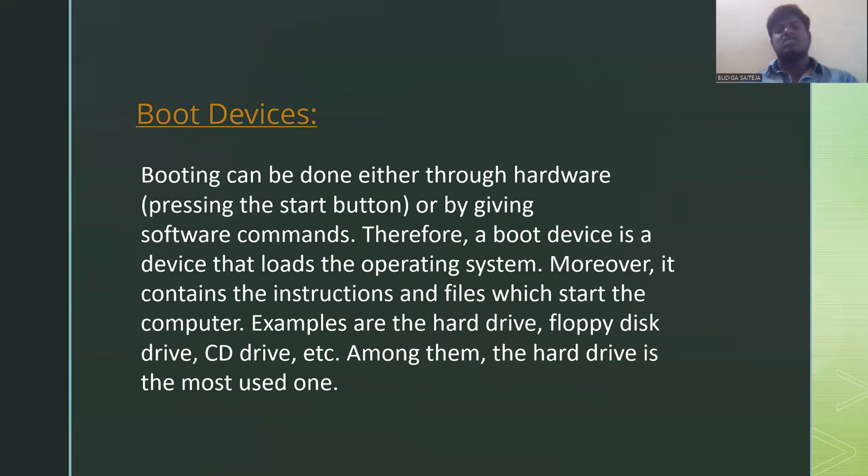In the boot devices, we can see hard booting and the other one is soft booting. Hard booting is executed by pressing the start button, called the power button. In the systems, we can observe the power button, and the other one is the software command, like using the shutdown command, or using restart or rebooting. We can use these commands with the boot devices. Mainly we can use these boot devices or the hard drive. The hard drive is the most used one and we can observe it in our computers.